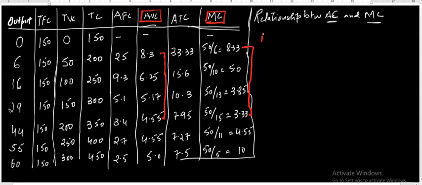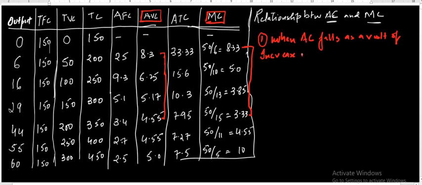So the first relationship: when average cost falls as a result of increase in output, marginal cost is less than average cost. Now let me talk about the second relationship.